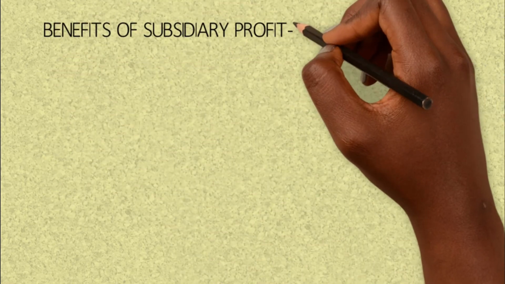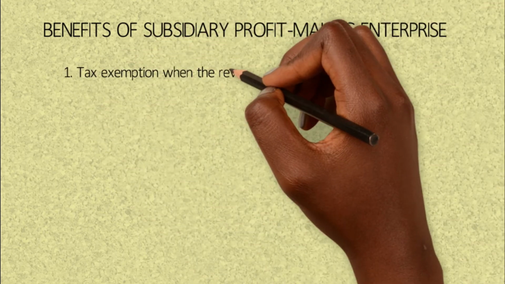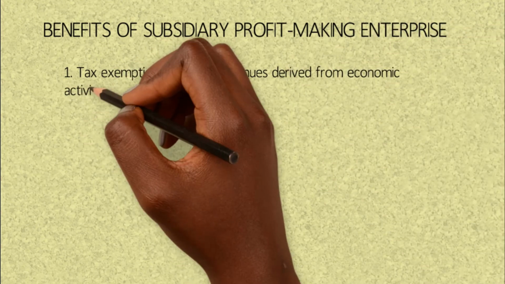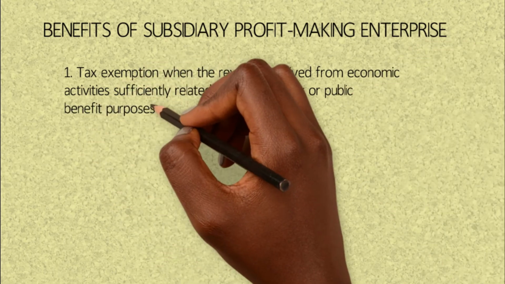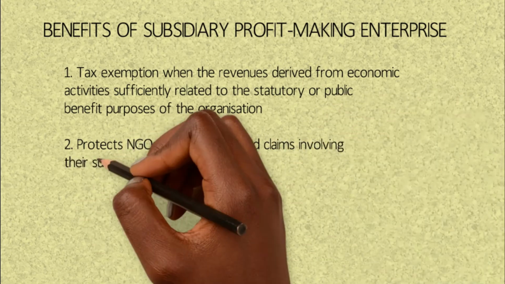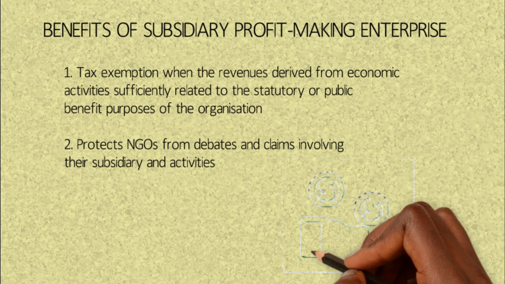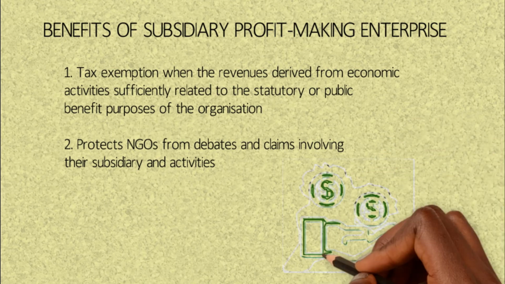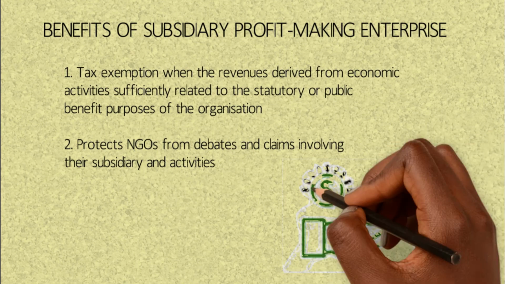A key benefit of this is in line with tax exemption, when the revenues derived from the economic activities are sufficiently related to the statutory or public benefit purpose of the organization. However, with this, it will be important for you, following this session, to study what the laws of your country say, because it varies. The applicability of this element may vary from one country to the other, from one context to the other.